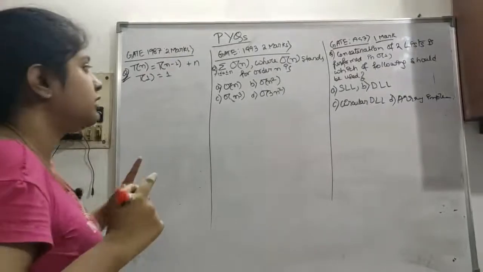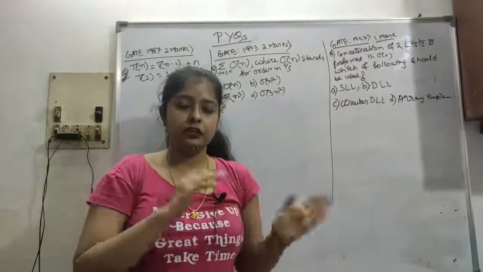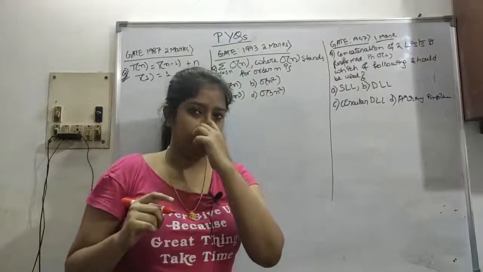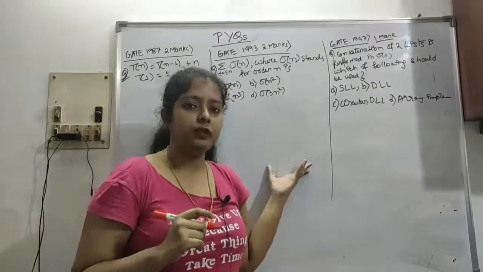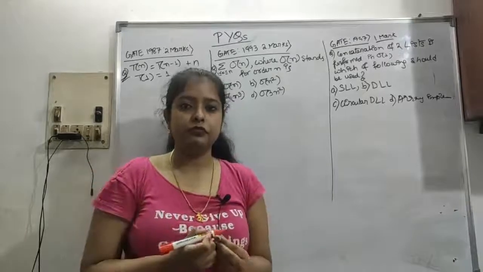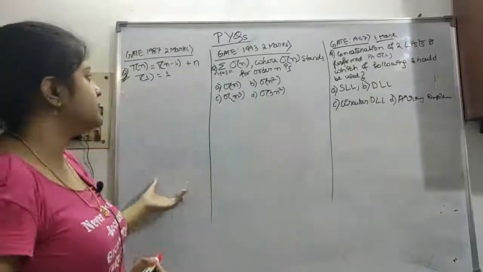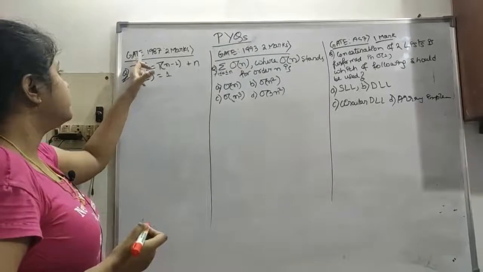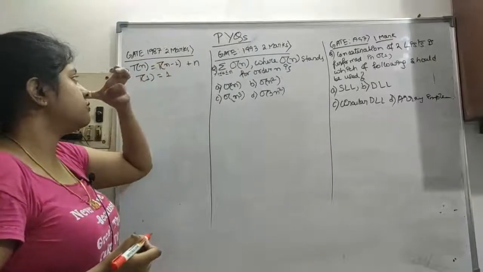So now we will continue with PYQs. We have done till Master's theorem, all 4 ways we have seen. Now we will do PYQs. It will be more helpful to you once you do PYQs. So let's start. GATE 1997, this question was asked, a 2 marks question.